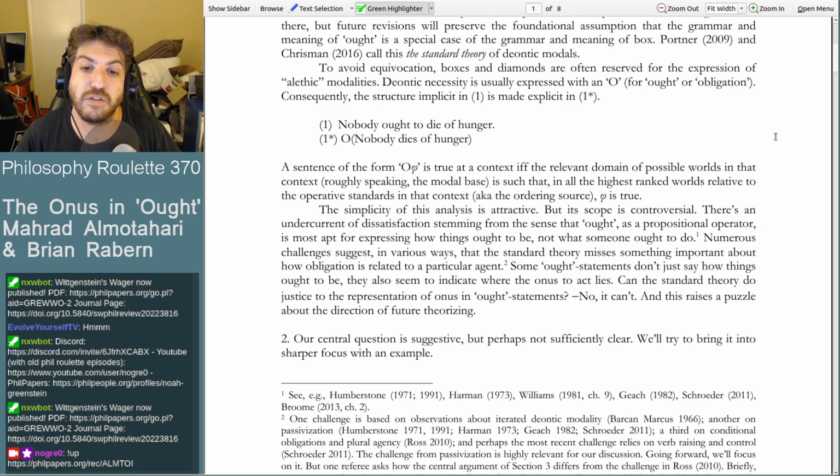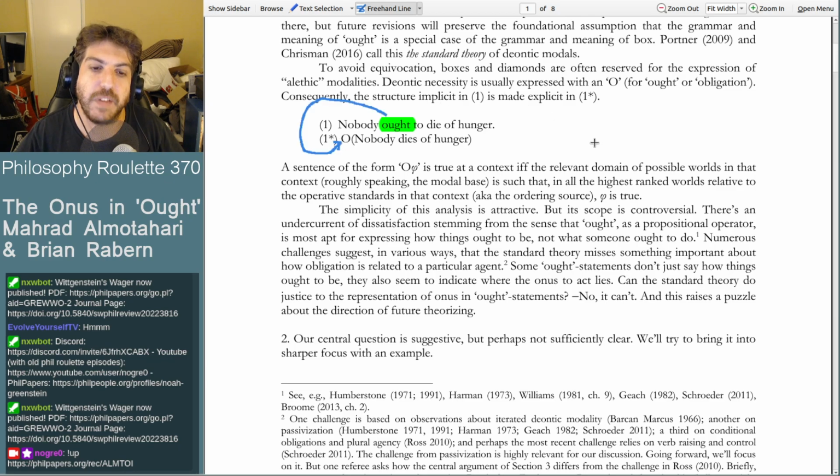Consequently, the structure implicit in 1 is made explicit in 1 star. So 1 is nobody ought to die of hunger, and 1 star is O, it's an obligation that nobody dies of hunger. Basically what they did was they moved this ought to the outside here, because it's governing how we should feel about this, and that's nobody dies of hunger, and that's something we all ought to do.